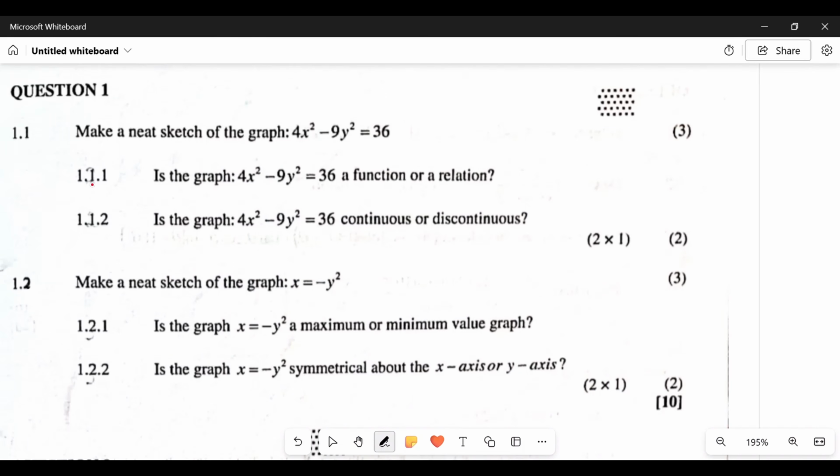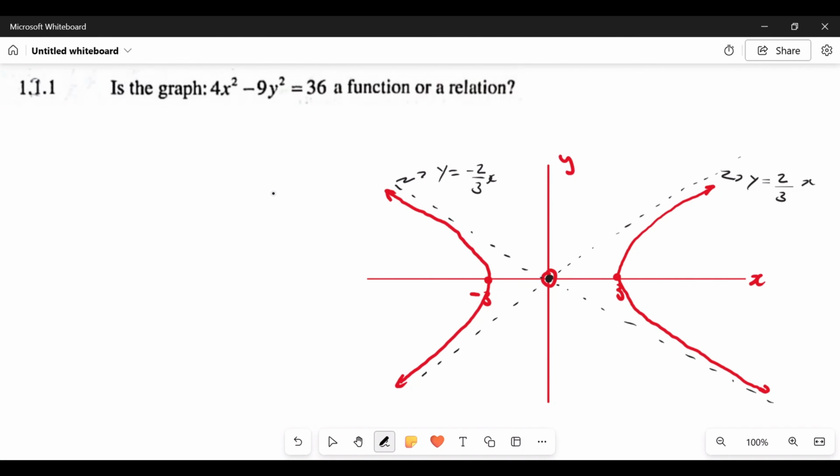Alright guys, let's look at 1.1.1. Now we're going to copy this question, space it where there is space, and let's answer it. Now the question is: is this graph a function or a relation?